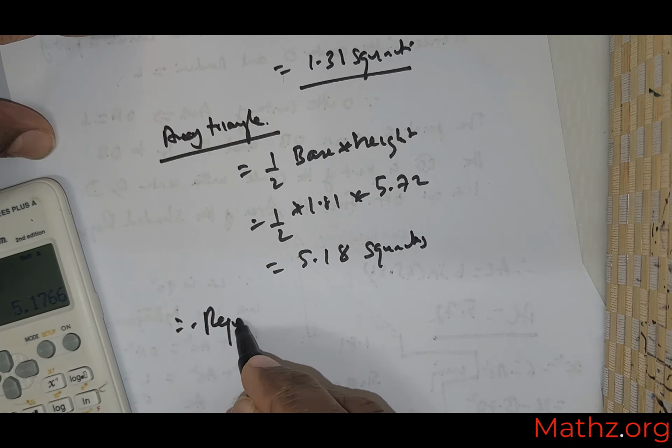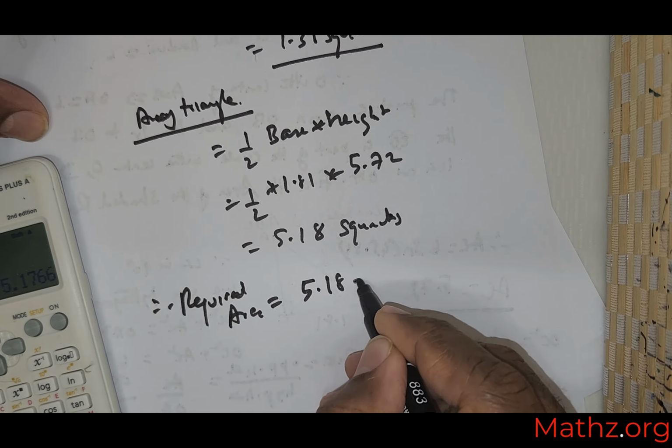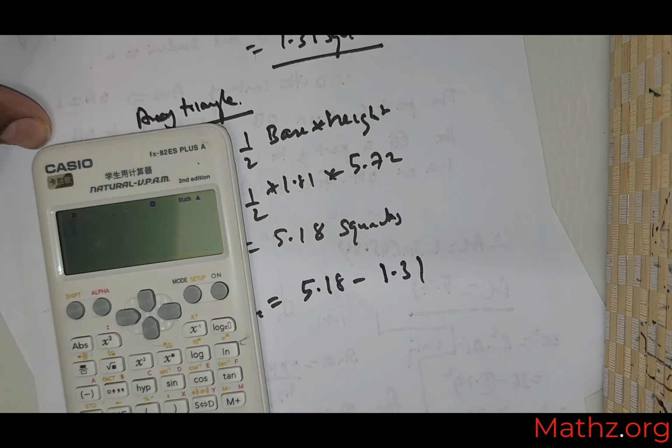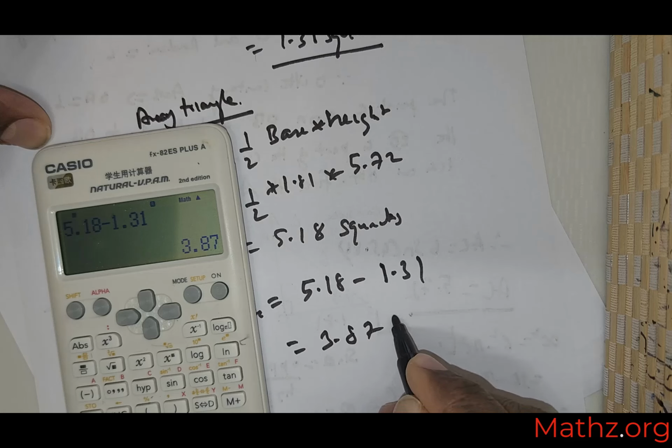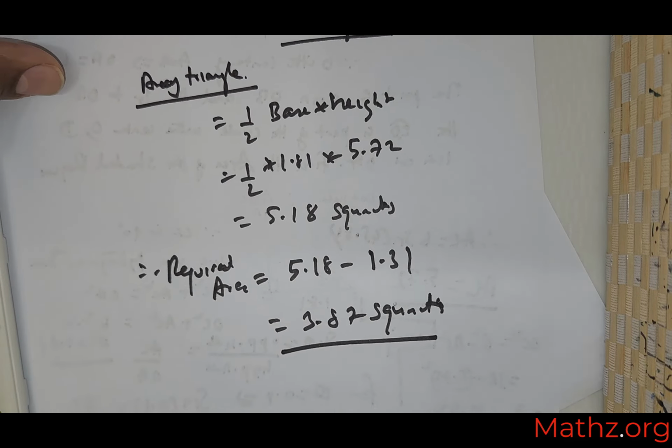So therefore the required area is equal to 5.18 minus 1.31. What is that? It is 3.87 square units. Okay, so that is the shaded region's area.